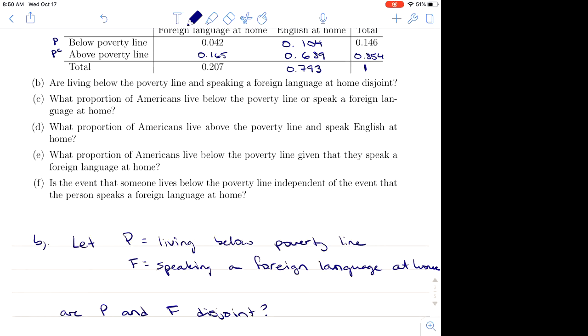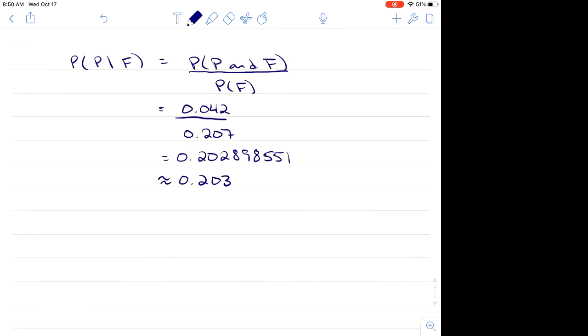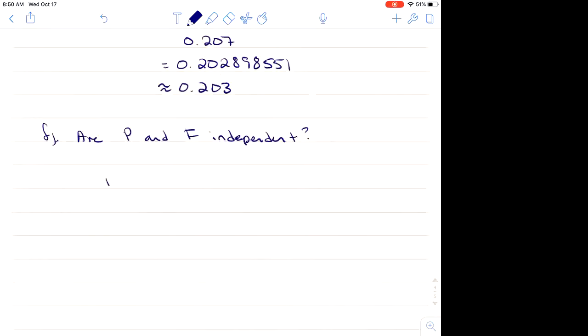So is the event that someone lives below the poverty line independent of the event that the person speaks a foreign language at home, right? So now we want to check, okay, so this is part F, yeah. So we want to know, are P and F independent? So we're going to check the probability of P and F. Does it equal the probability of P times the probability of F?